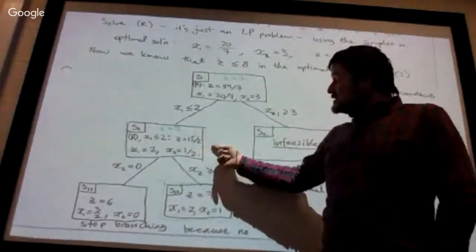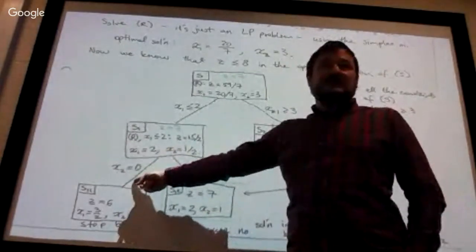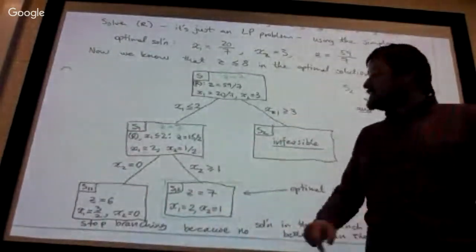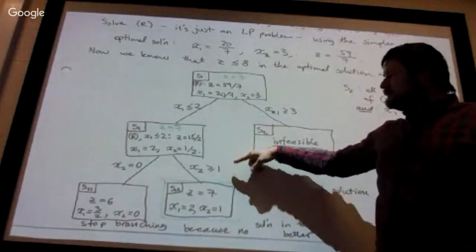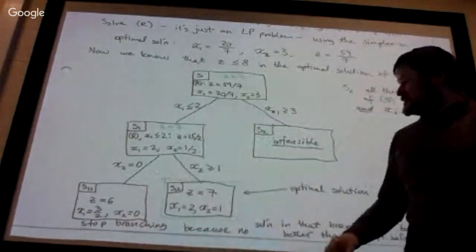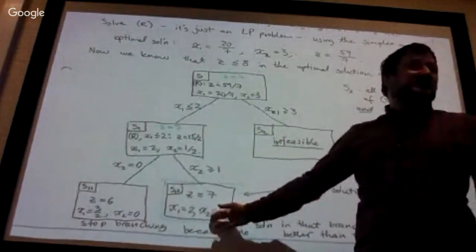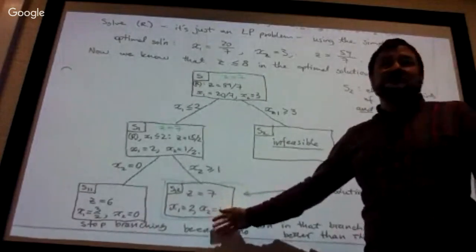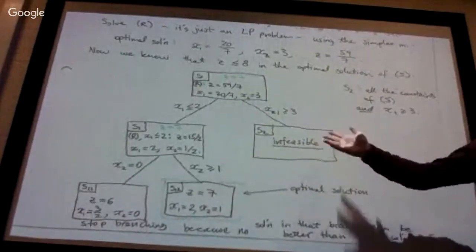It's not all integers. We do the same trick. So one of them is x2 less than or equal to 0, and the other one is greater than or equal to 1. When you solve these relaxations, you see one of them gives you an integer solution, so you stop branching here. You also stop branching here because it's infeasible, so there's nothing more to solve.